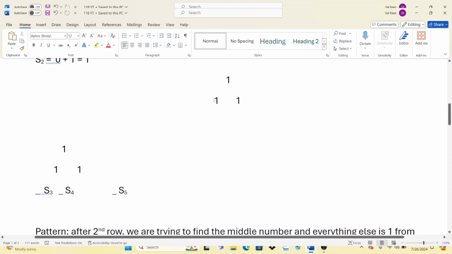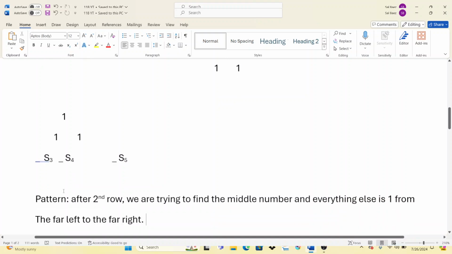Okay, now the interesting part comes when n equals 2, where we know there's going to be 3 slots for this Pascal triangle. This is how far I'm going to get. If you have any more questions about this triangle after 2, let me know. I'll try my best to answer it in the comments.